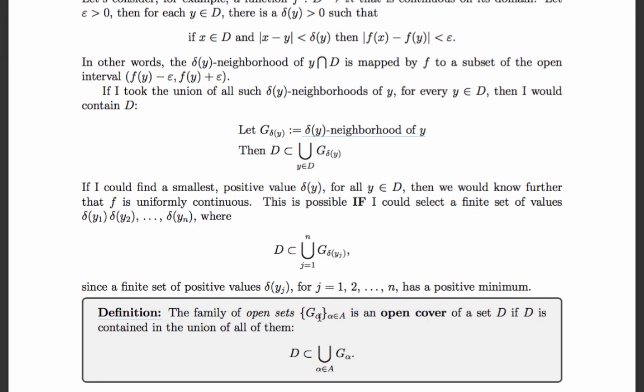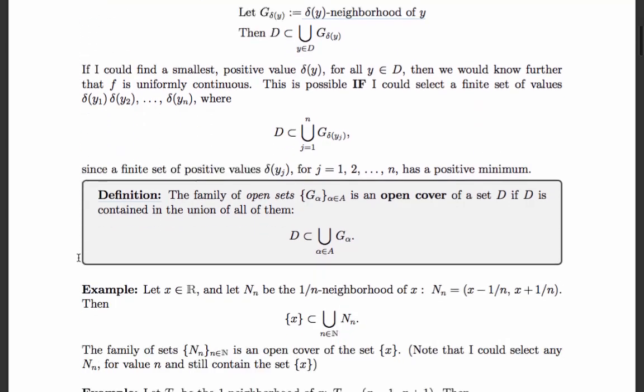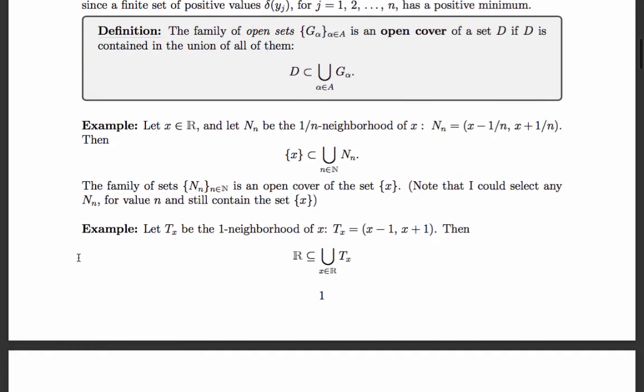But imagine I have a family of open sets. I call that an open cover of a set D if D is contained in the union of all of them. So, a few examples of such a thing.